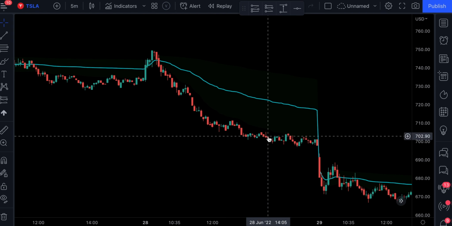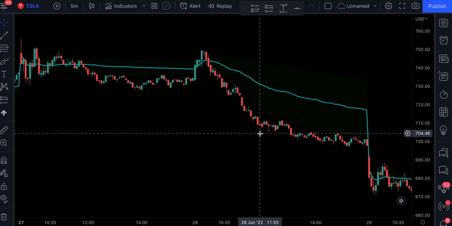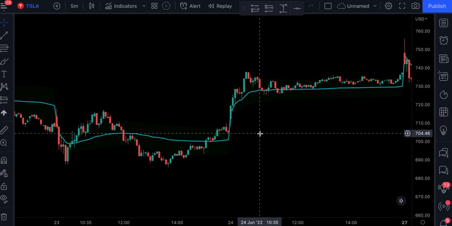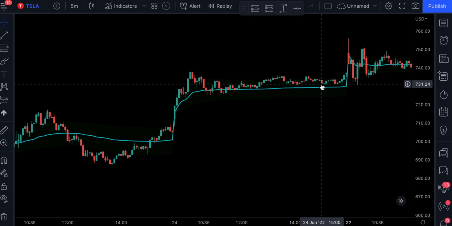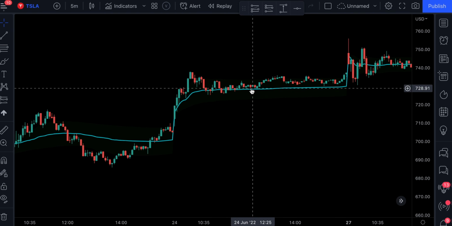Third, if the price action is below the VWAP line, the stock is considered in a downtrend. Exactly opposite is true if the stock is trading above the VWAP. Fourth, the VWAP line can serve us as a support and resistance line.